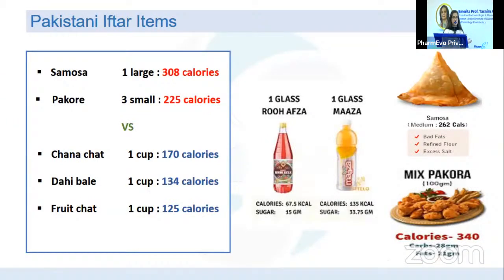So now the Pakistani iftar items. So these are the most common food items on our iftar tables. And you can see that one large samosa has 308 calories and 3 small pakoras have 225 calories. Although there are some healthy options that we eat too, but no iftar is complete without samosas and pakoras. And then glasses and glasses of Rooh Afza and juices. And now you can see that it's very easy to reach 1500 calories or more than that in a single meal, leaving nothing for sehri and snacks. So we should be mindful of it.